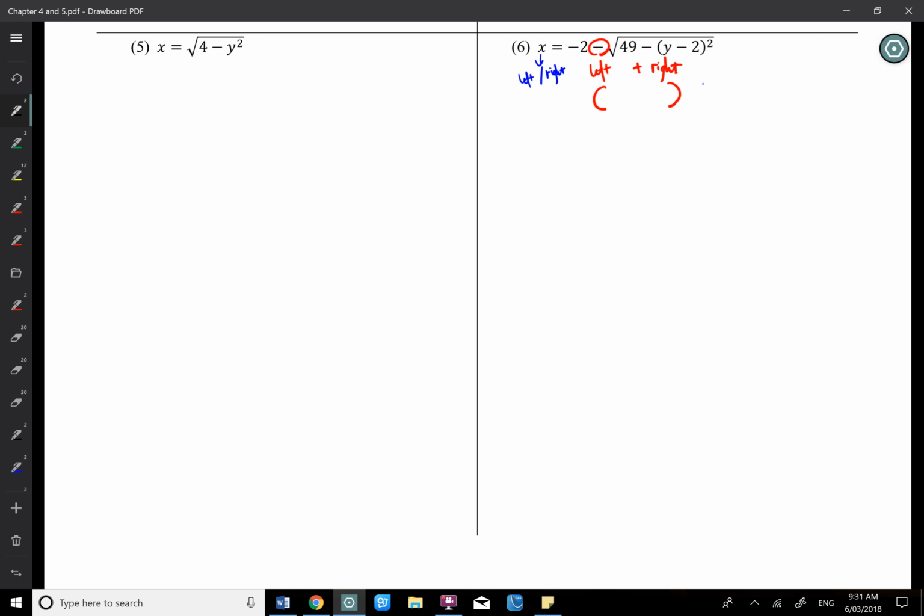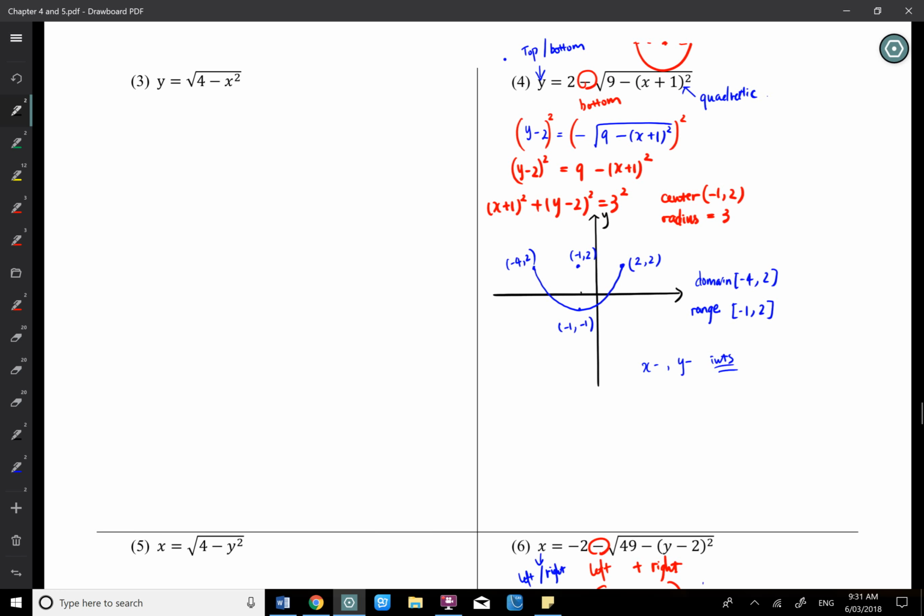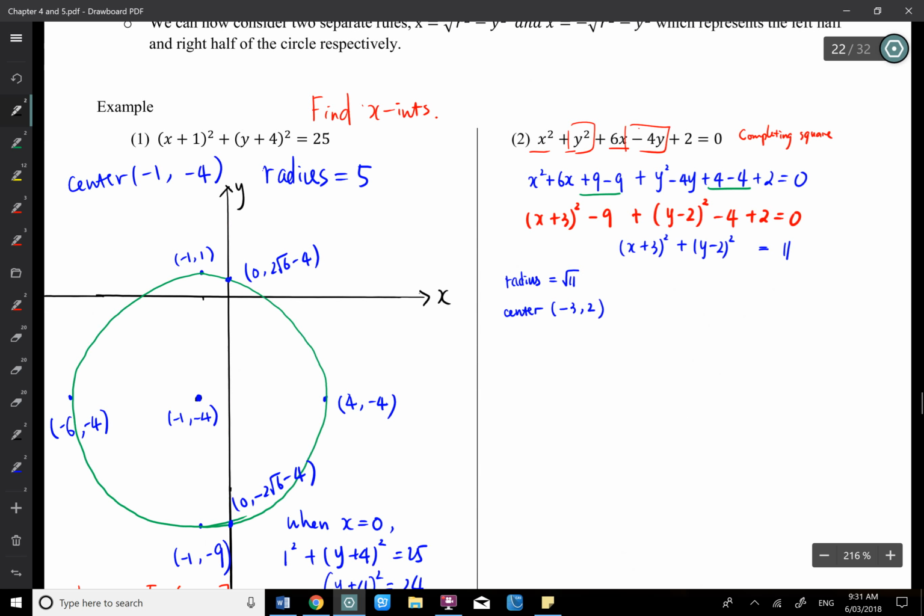Rushed through the questions last week. Okay, so let's revise a little on what we have learned last lesson. Last lesson we went through how to sketch a circle.